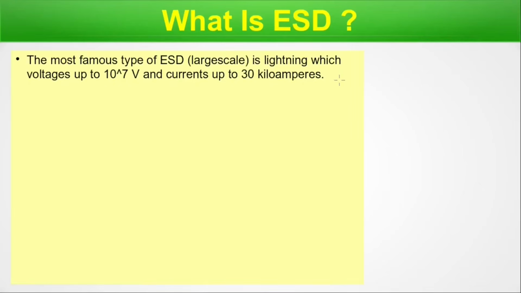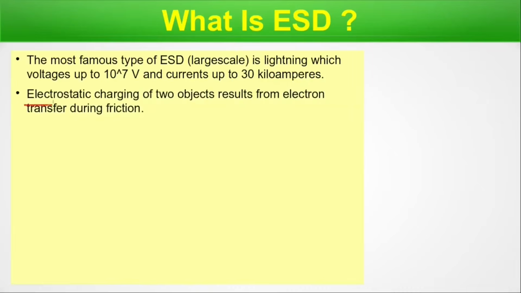However, when we are talking about ESD in IC, that is the VLSI, we are talking about the ESD that you cannot visualize, that happens only inside the circuit and at the very miniature level. In your day-to-day life, the largest and biggest ESD, that is the electrostatic discharge, that you can see is the lightning, which has a voltage in order of 10 to the power 7 volt and current in order of 30 kiloampere.